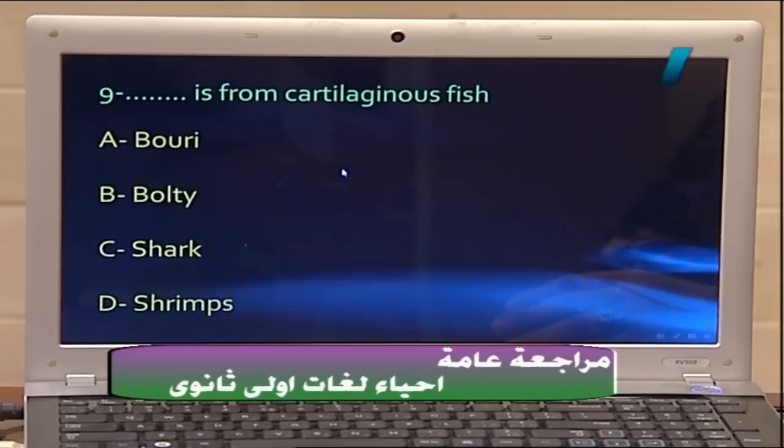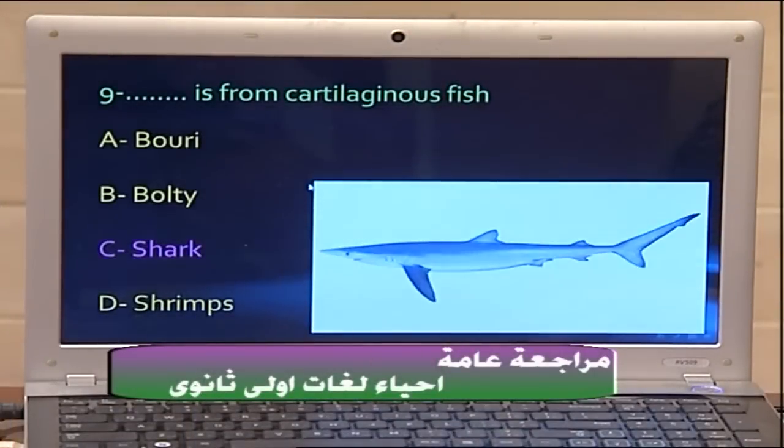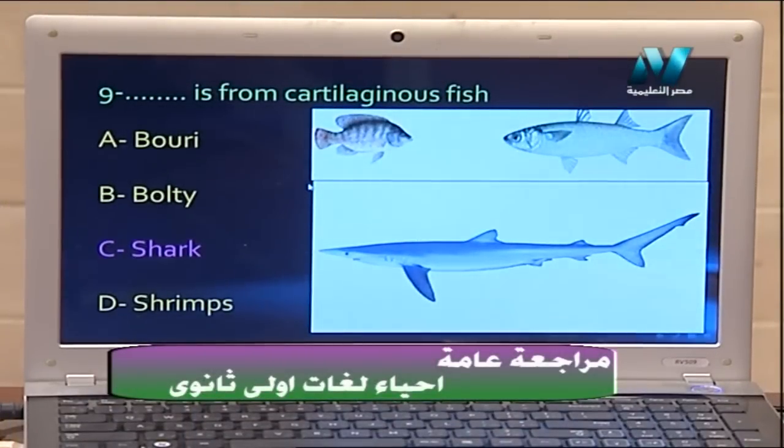is from cartilaginous fish. We have two types of fish, cartilaginous fish and bony fish. احنا عارفين cartilaginous يعني الهيكل غضروفي، أما البون الهيكل عظمي. عندي two types of fish. طبعا اللي عندها cartilaginous fish here is shark. When you look to the picture in front of you, we have booty and poultry related to bony fish, and shark related to cartilaginous fish.